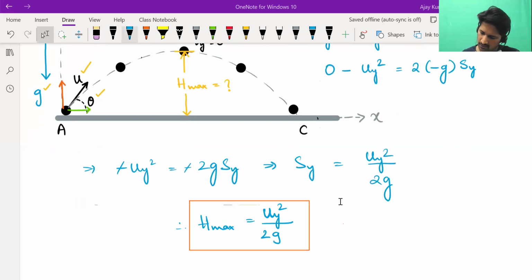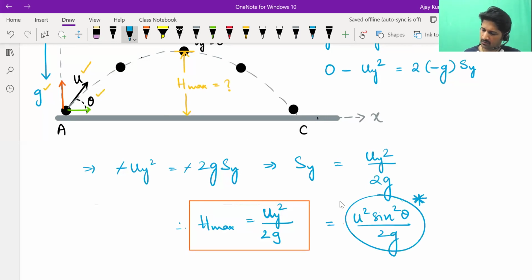And we know that initial velocity in y direction is u sine theta. So this becomes u square sine square theta by 2g. But this is a risky formula to remember. Why?